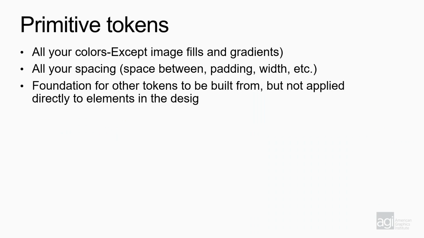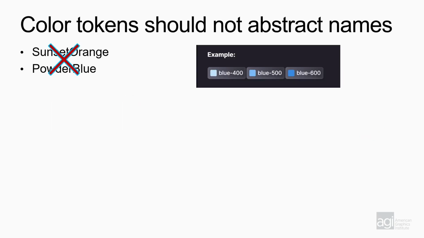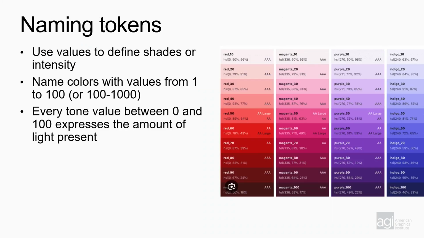Okay, so I'm just going to go ahead. Oh, and just a note, make sure you're not calling things like sunset orange or powder blue. If you are creating colors that you're going to save, the pattern that has been established pretty much right now for naming colors in variables, and I'll actually create them for you, is that you'll see they use numbers to define how much black or white is in the color.